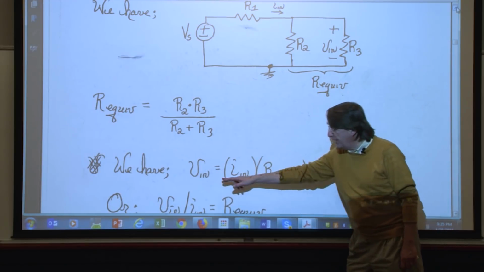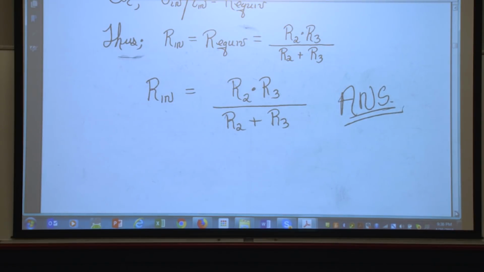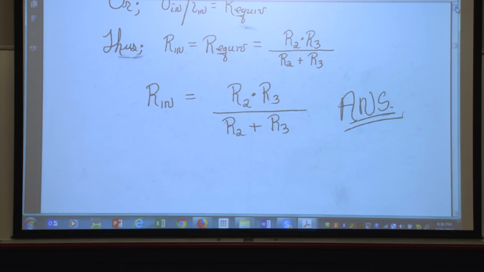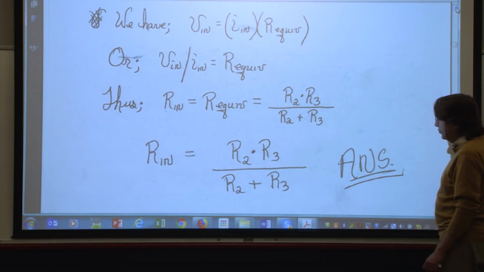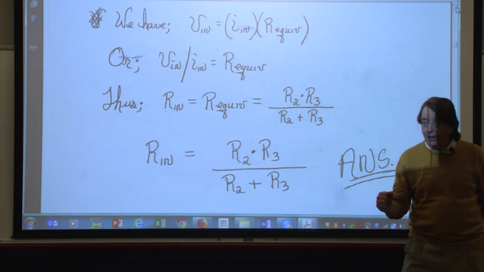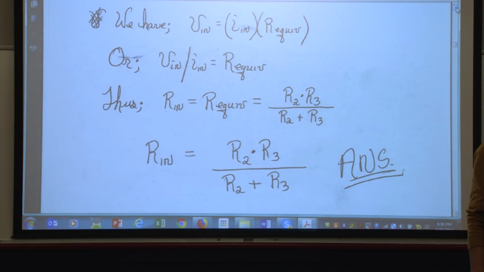I'm asking for V in over I in. That is nothing more than REQ. Whoops, I beg your pardon. And I write then there that R in is REQ, and I write it as Parker and I were suggesting, R2, R3 over R2 plus R3. That's part B. How am I doing? Easy, all right. All right, good. So we're up to part C.